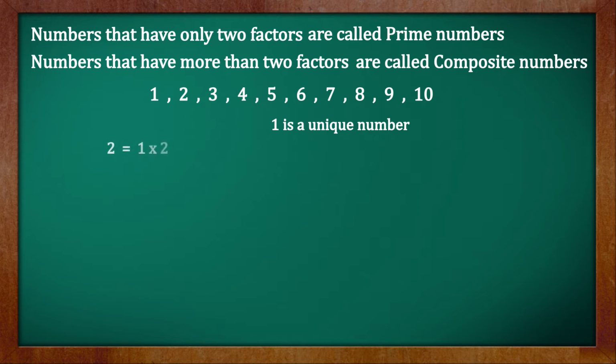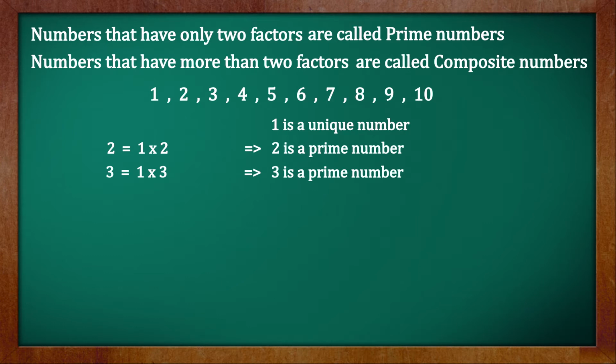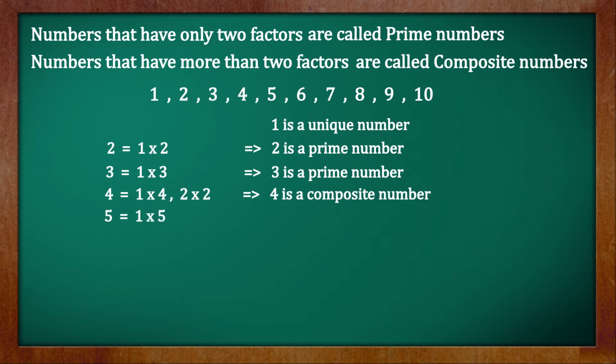The factors of 2 are 1 and 2, so that makes it a prime number. 3 also has only two factors, 1 and 3. 3 is also a prime number. The factors of 4 are 1, 2 and 4. That is more than two factors. 4 is a composite number. 5 is equal to 1 into 5, so it has only two factors. 5 is a prime number.